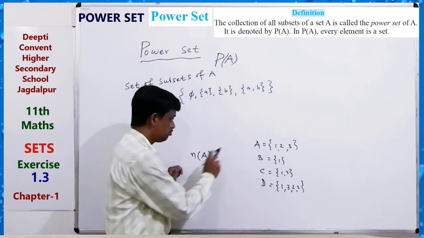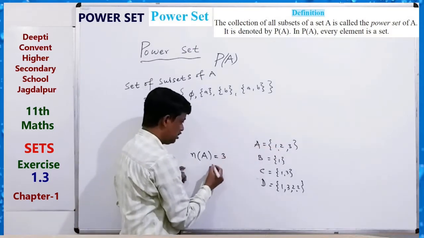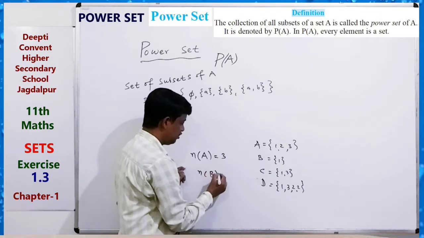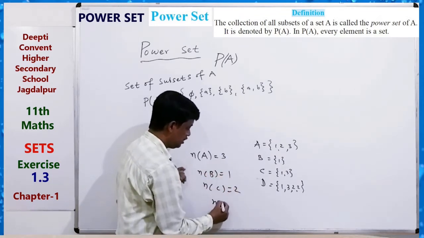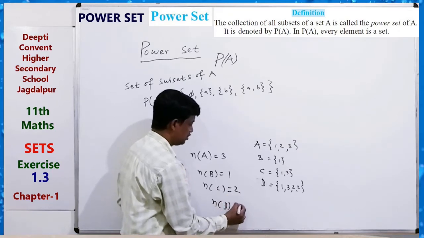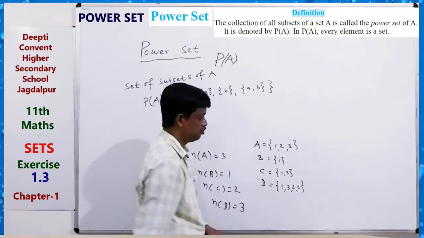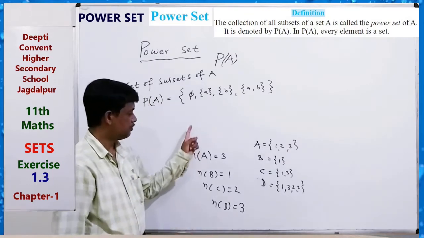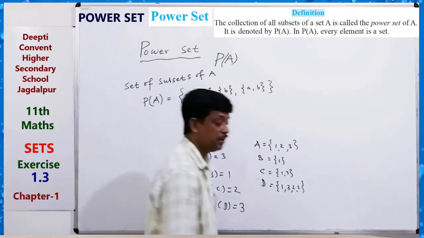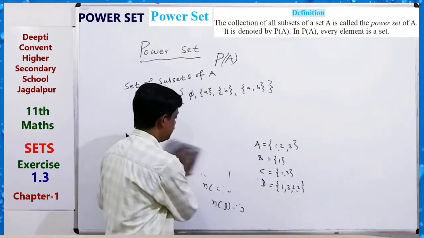Okay. So n(A) is 3, n(B) is 1, n(C) is 2, and D also 3, {1, 3, 2, 2}. 2 is repeating, but the distinct elements are counted. So this is the notation for how many elements are in a set.